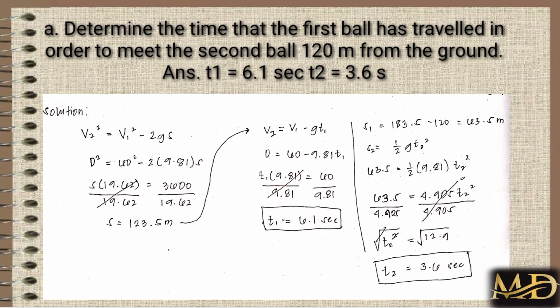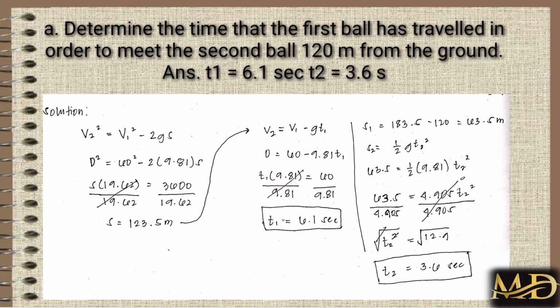0 squared is equal to 60 squared minus 2 times 9.81 S. So S times 19.62 is equal to 3,600. So divide 19.62 both sides. So S is equal to 183.5 meters.